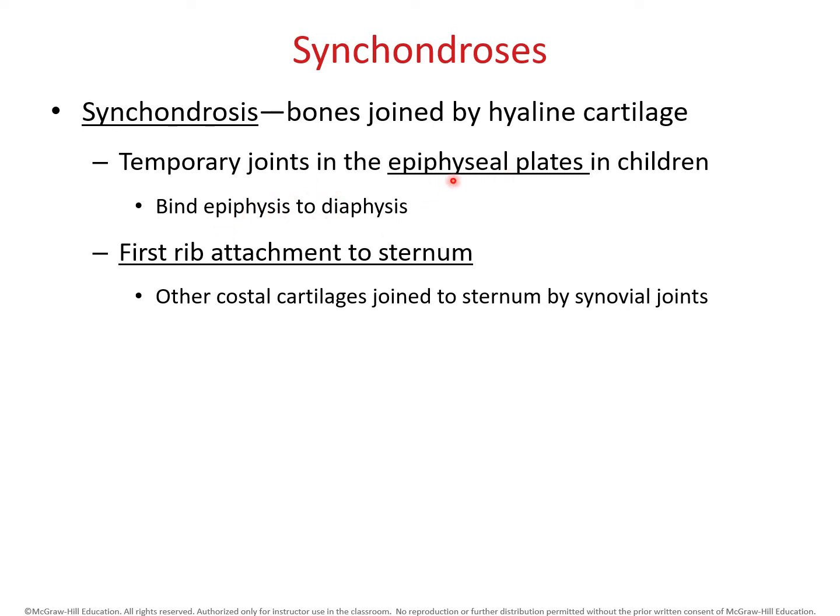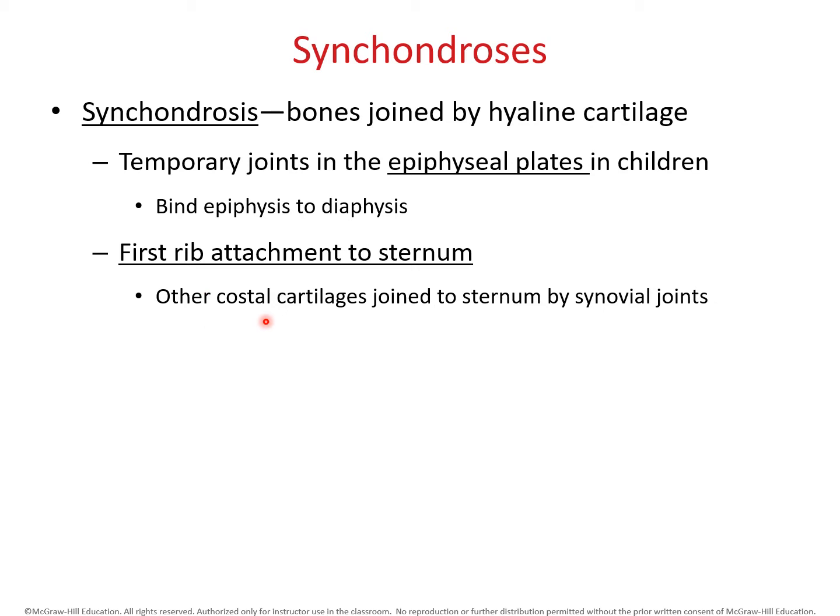All right, and then once we're done growing in length, then of course this epiphyseal plate will ossify, as you recall, and it will no longer be considered a joint at that point. Second example of a synchondrosis is just between the first rib and the attachment to the sternum.